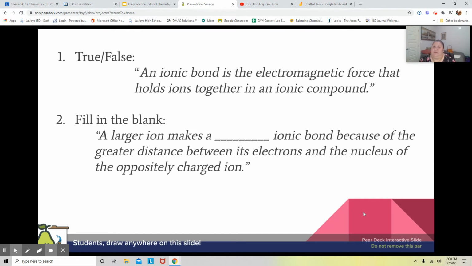All right. Remember, if you are a large ion, that means that you have a very large distance between you and the other element. That always makes weak bonds. Not stronger, Oscar. Sorry.